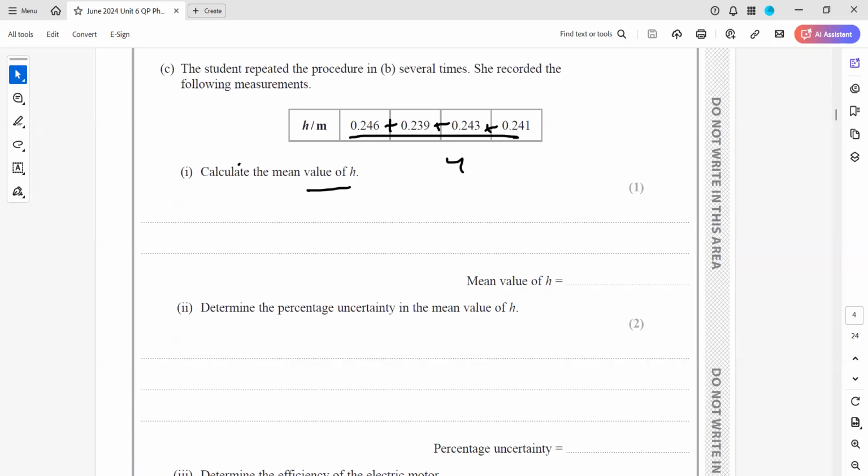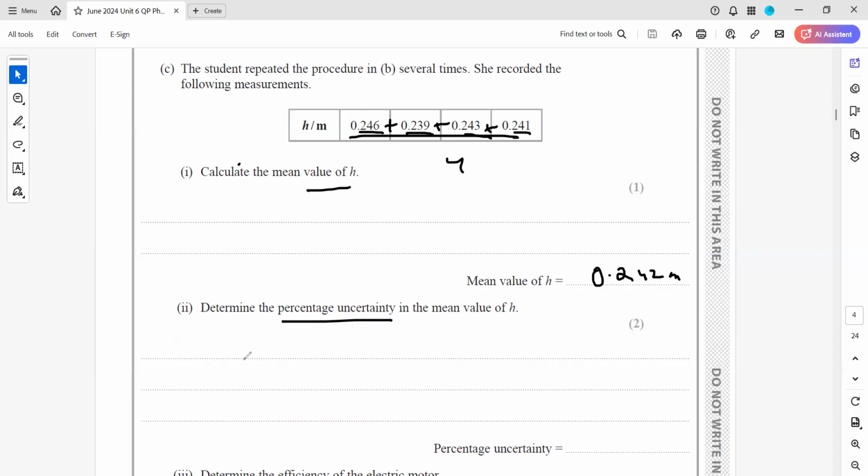0.242. But if you see, there are 3 decimal places, so the average should also have 3 decimal places. It is very important: since 3 decimal places are there in the values, the average should also have 3 decimal places. So I should write 0.242, because if I round it off. Meter.